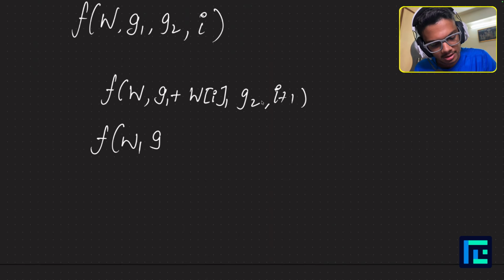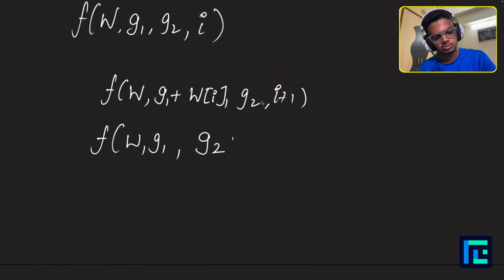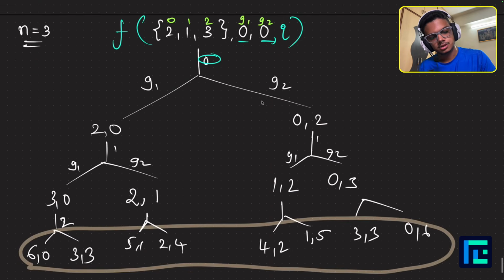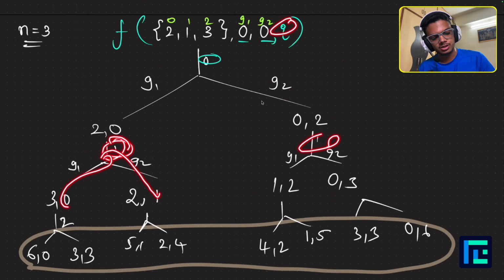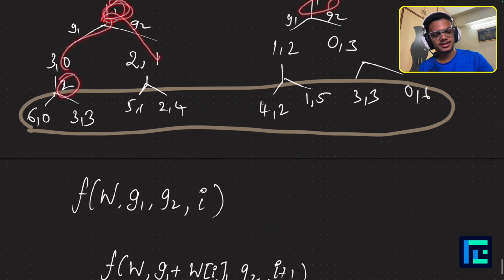So G1 still stays the same. Or you can add it to G2, G2 plus weight of I, right? And consider the next guy, right? You can either add it to G1 or G2, and then you increment the index, because next time you have to consider the next guy. Fine.